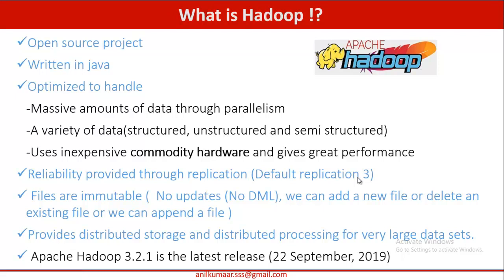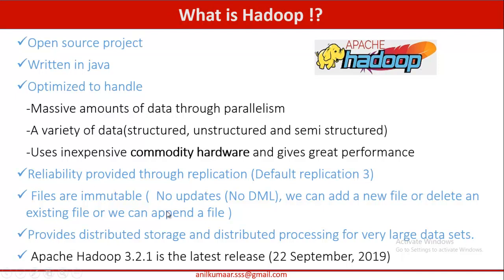Whenever you copy your data from your local file system to Hadoop for processing, 3 copies will be created by default. For example, you have an employee file and you copy it from your local file system to Hadoop. Then 3 files will be created for that. By default that is 3, and it's a configurable parameter. Based on your requirement, you can make 2 copies, 1 replica, or even 10 replicas. But the default is 3, and the minimum is 1. You cannot make it 0.